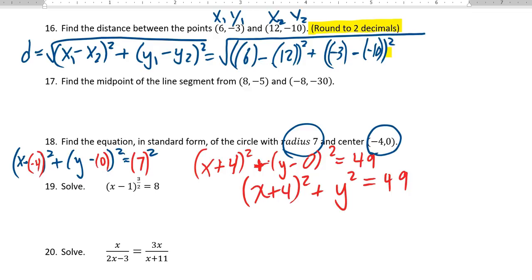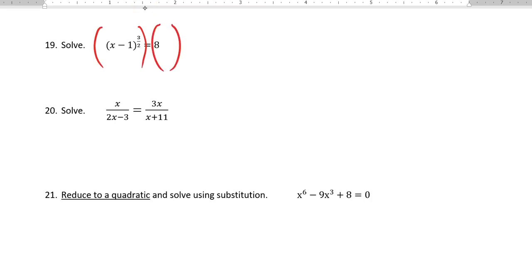Now, our next problem is a rational exponent, which means a fraction for the exponent. And then raise it to its reciprocal. Because we know that 3/2 times 2/3, well, that would be 1. And that's the whole idea. We're trying to get it to the power of 1. So I get x minus 1 is equal to 8 to the 2/3.